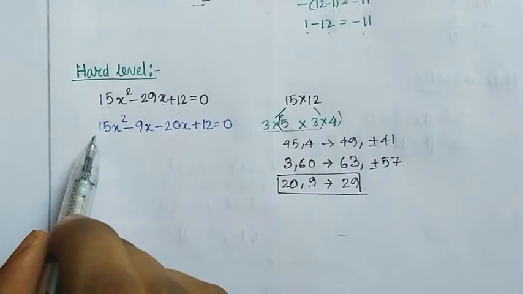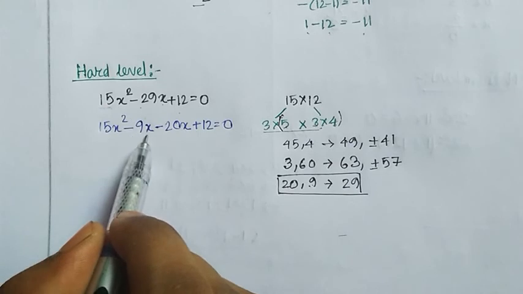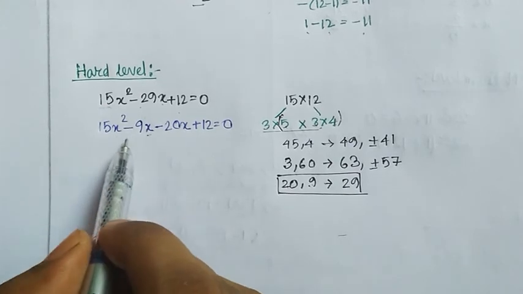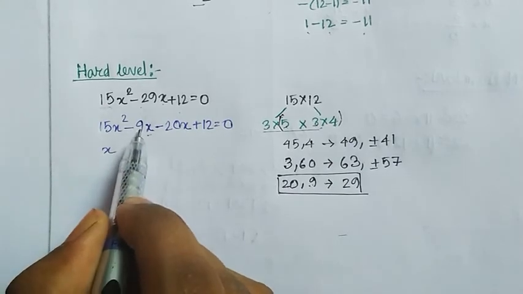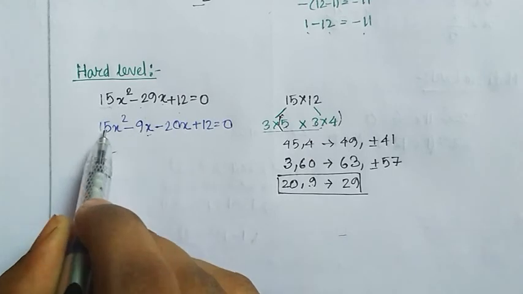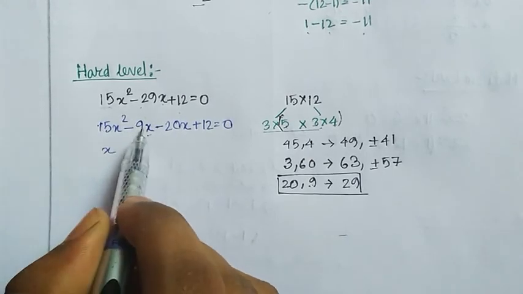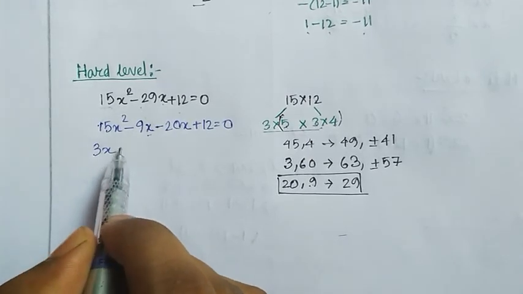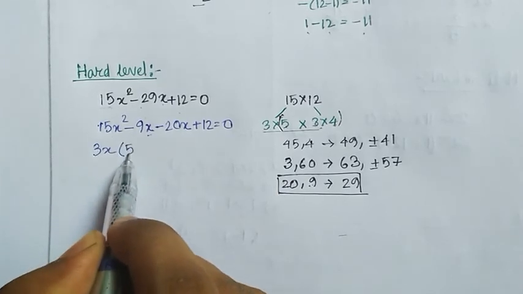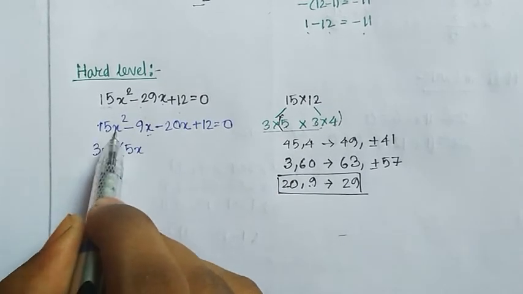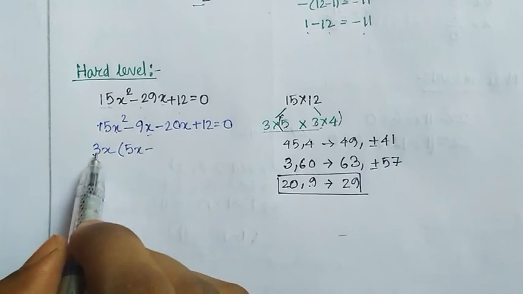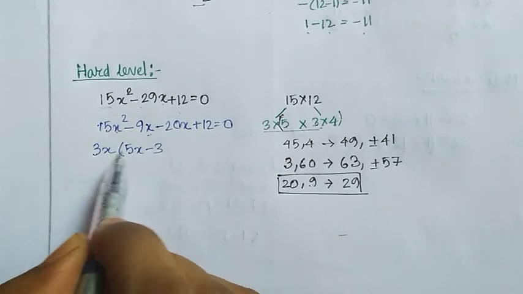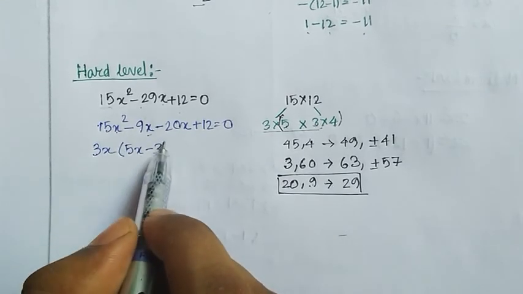Now what can we take from the first two terms? Obviously x is there, but we cannot take 9 common. We have to take something that is common to both. What is common to both? 3. So let's take 3x common. In the first term we are getting 5x. 3x into 5x is 15x square, minus 3x into 3 is minus 9x.